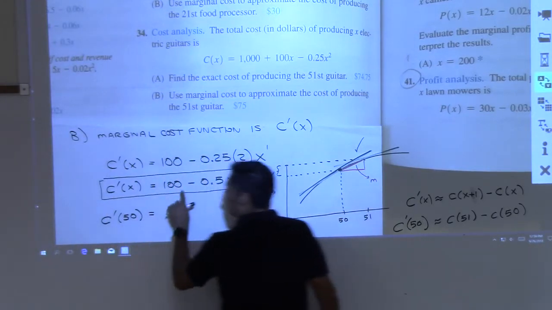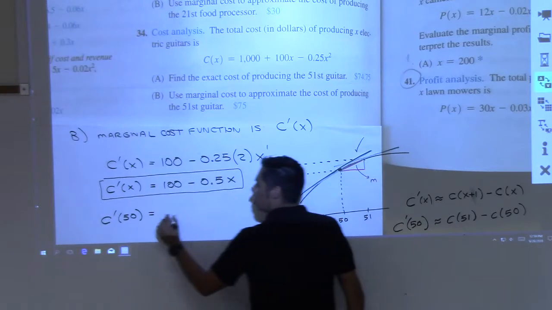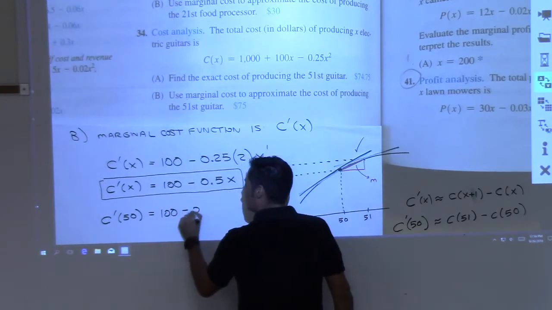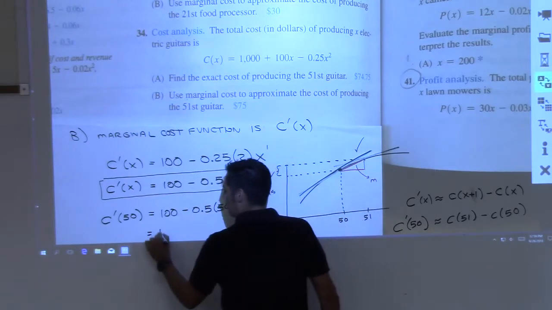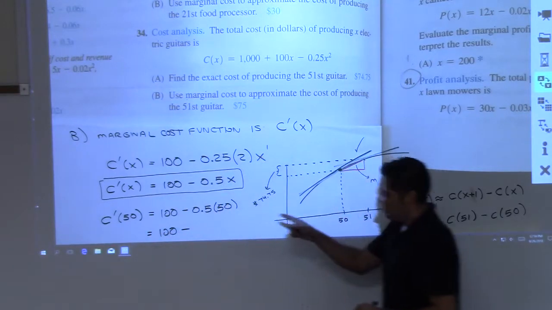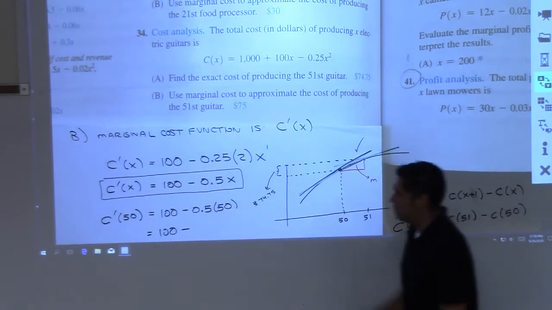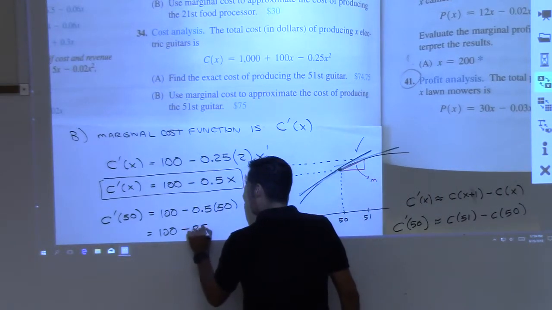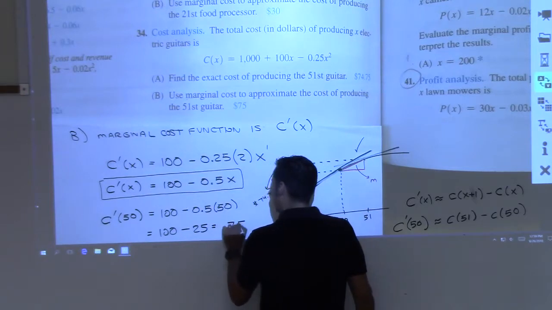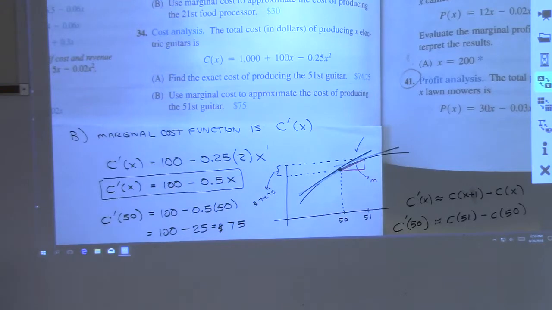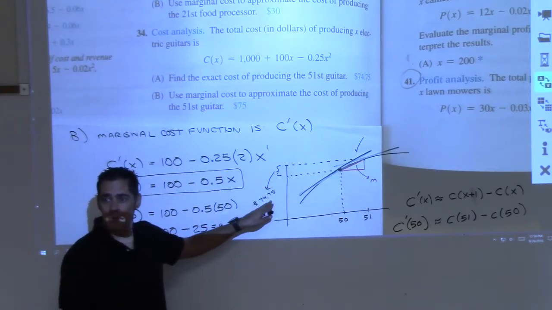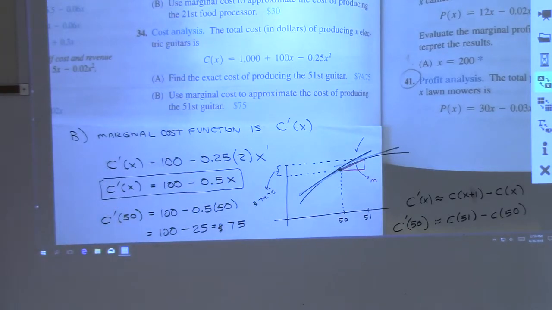We're just going to plug 50 into this boxed formula right here. So 100 minus 0.5 times 50. And that's 100 minus 25 if you multiply these. And you get 75, right? $75. Now, would you agree that $75 is approximately $74.75? Yes? Right? You're off by 25 cents. But it's still close, right?